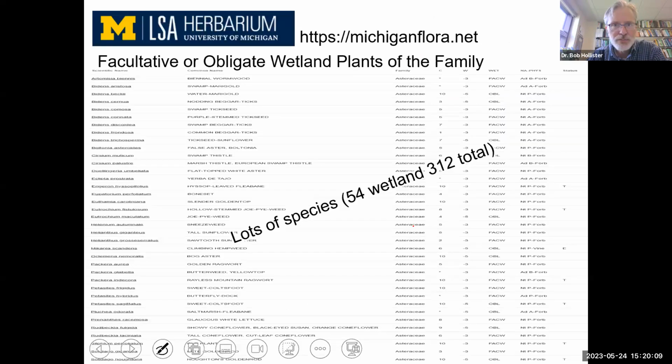I've got better pictures, but here's just a quick list of species. This is tiny, you can't even see it, because there's a lot of species. There are 54 wetland species of Asteraceae, all over the place from common to rare, and 300 plus species altogether. So it's a super common family, a really important one to know. Super easy to know the family, harder to take to species.